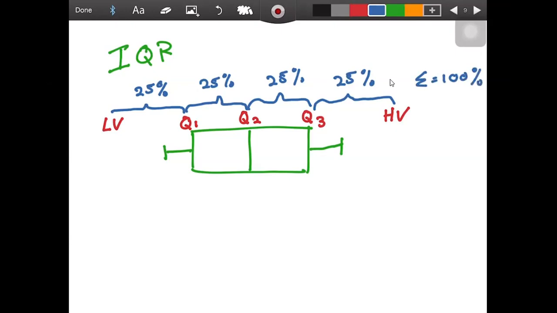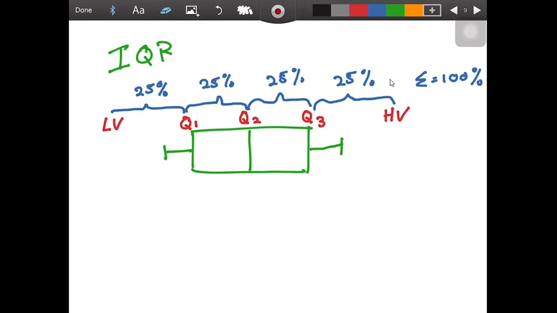Percent here is the proportion. If you have 100 respondents, 25 respondents are between the lowest value and quartile 1. Then another 25 between quartile 1 and quartile 2. If your total is 200 respondents, from the lowest value to quartile 1 you have 50 respondents. Quartile 1 to quartile 2, another 50. And quartile 2 to quartile 3, another 50. So it depends on your sample size.